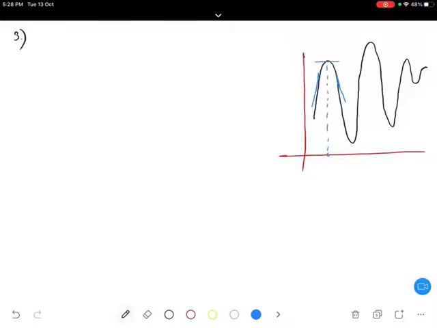But the slope is also changing from positive to negative here, so this is also a maximum value. Again, here also it changes from positive to negative, so this is also a maximum value. So how many maximum values can a function have? These maximum values are known as local maxima.